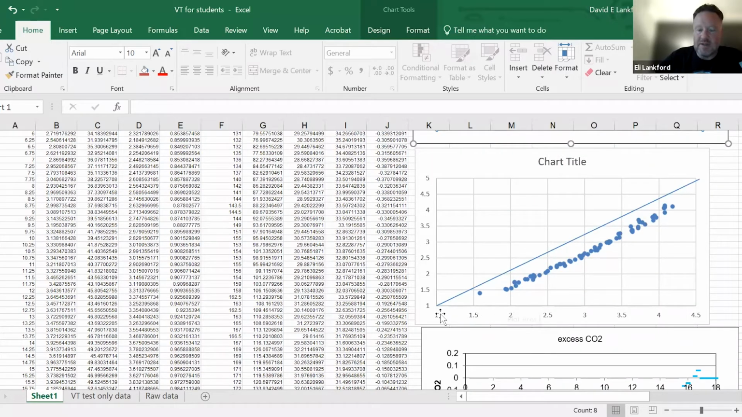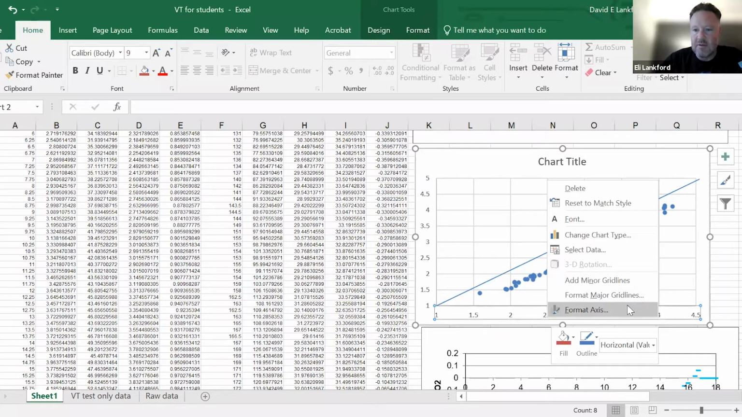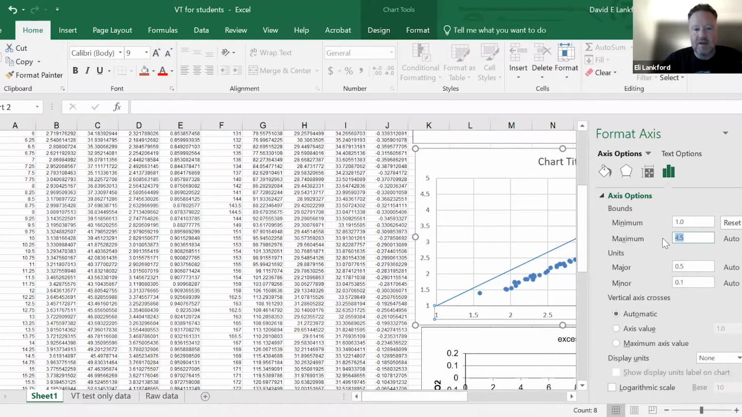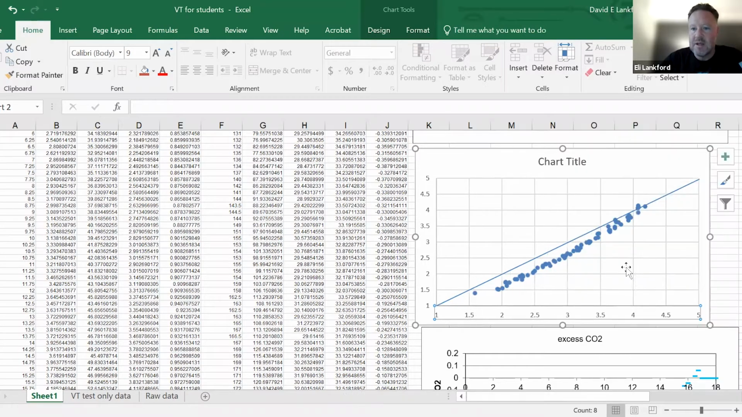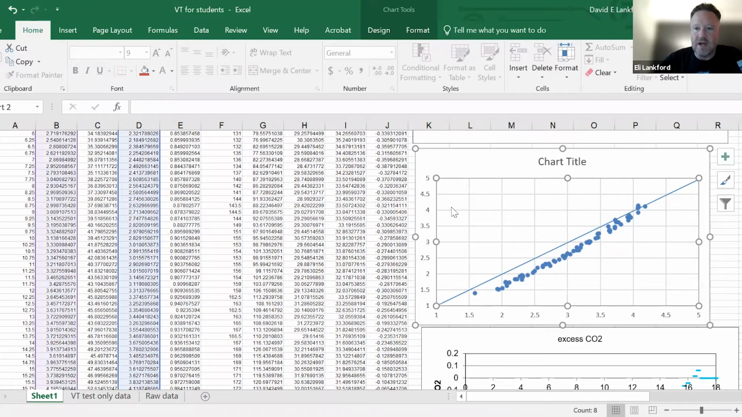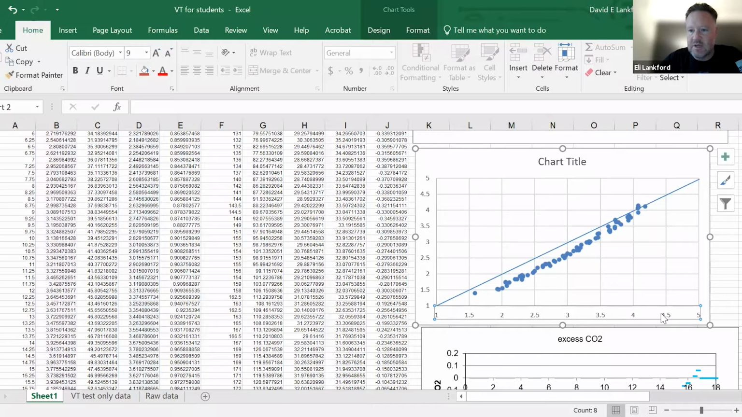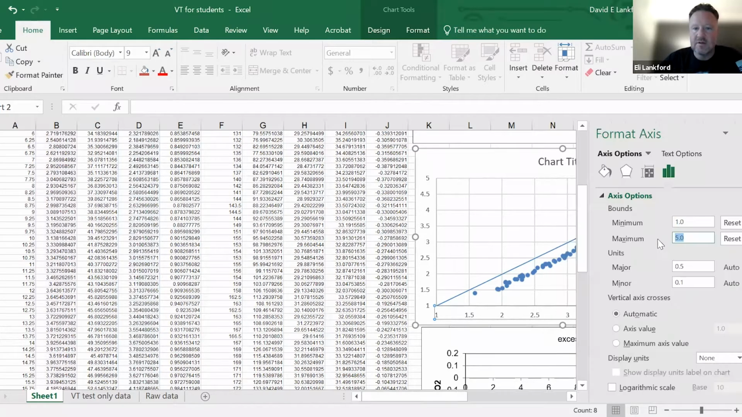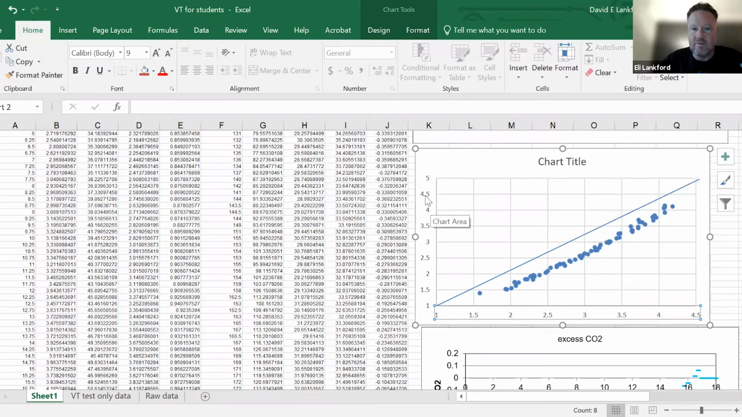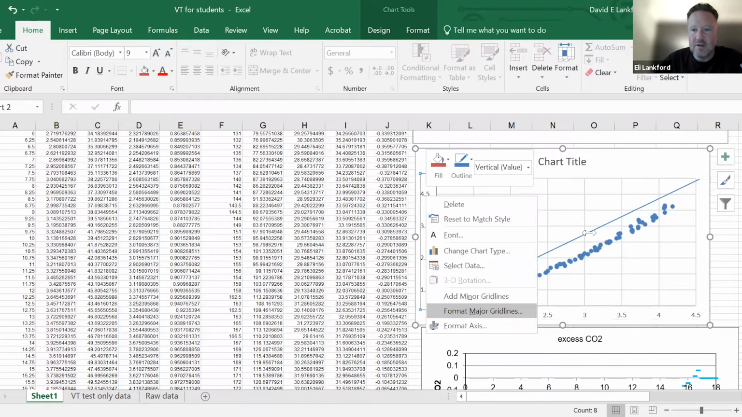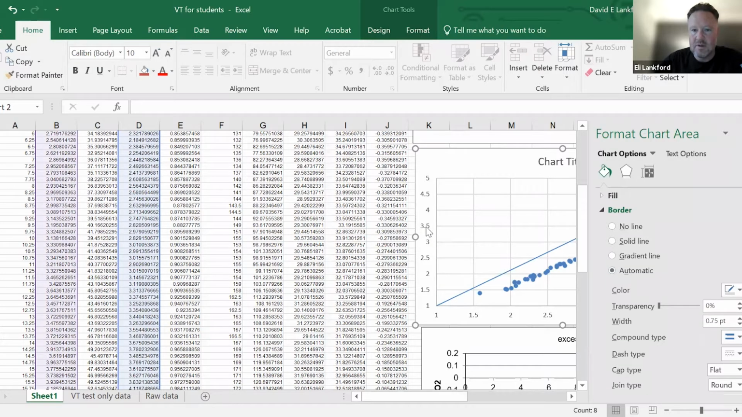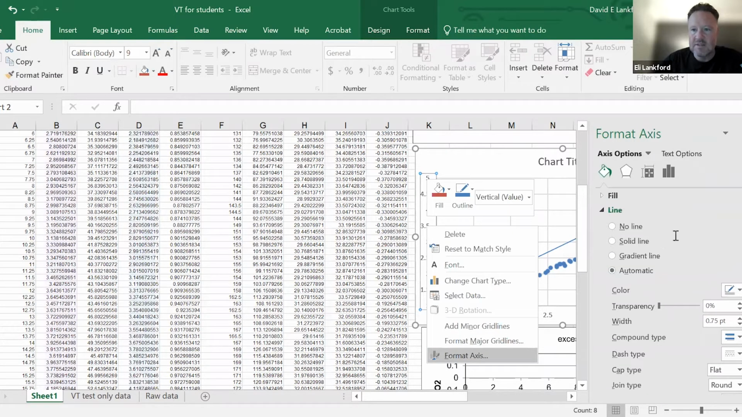I already went through and did this where I eliminated anything that we didn't need. We can format this axis and go up to 5, so it's the same. Okay, that looks better. So 1 to 5, 1 to 5. And actually we could do 4.5 on this one. And we could do 4.5 on this one, on that axis.